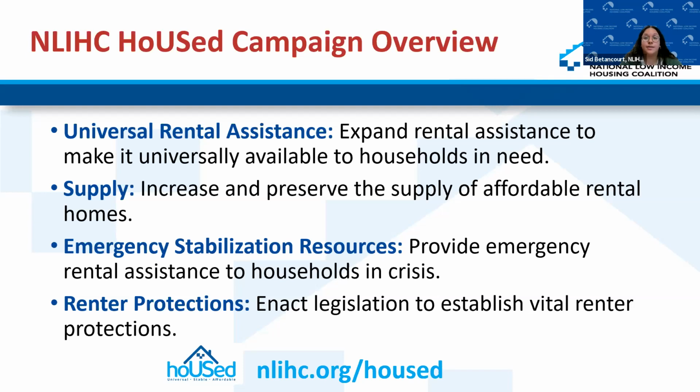We also want to increase and preserve the supply of affordable rental homes, including preserving rental public housing, because we know that that's been in deep disarray for a long time. We want to provide ERA, again, emergency rental assistance, to folks who are in crisis. And we also want to enact legislation that would protect renters at the federal level. So things like source of income protection, right to counsel, fair housing protections, things that would make it easier for folks to stay housed and not experience discrimination.